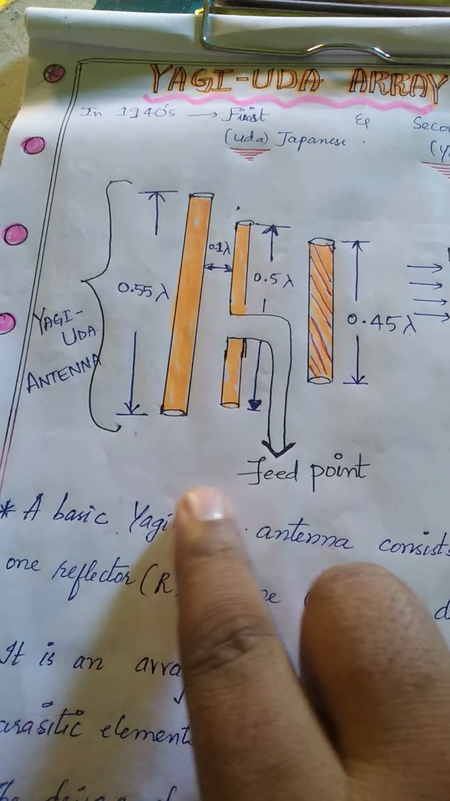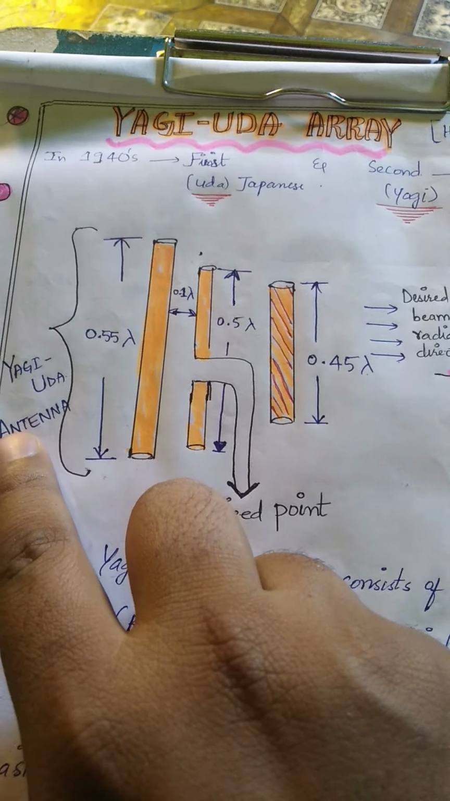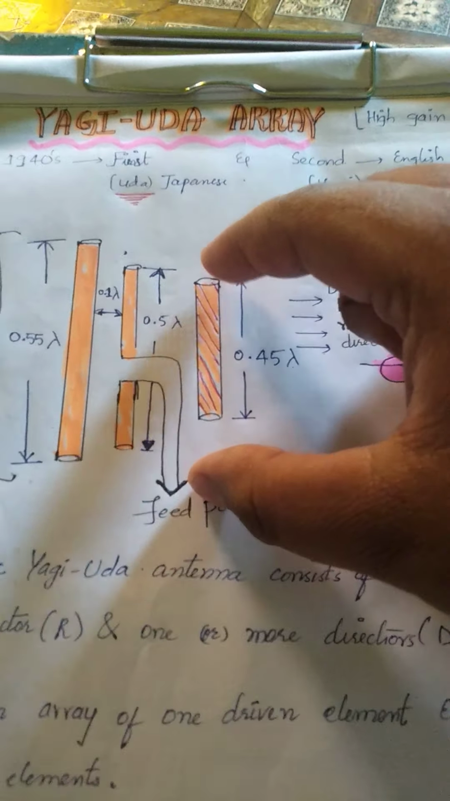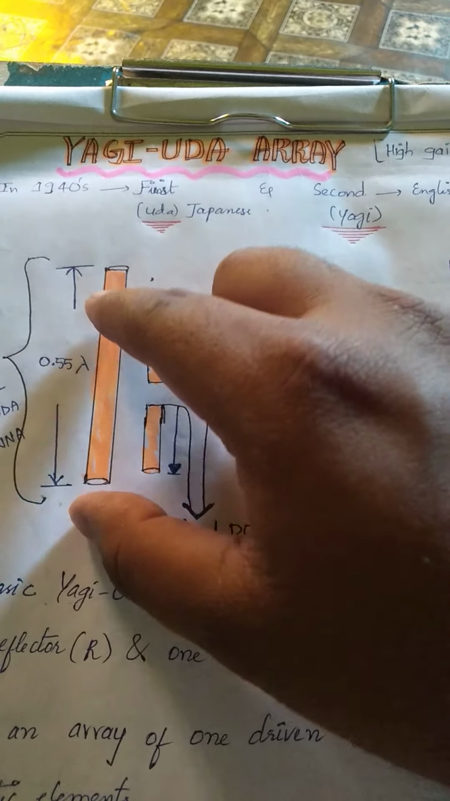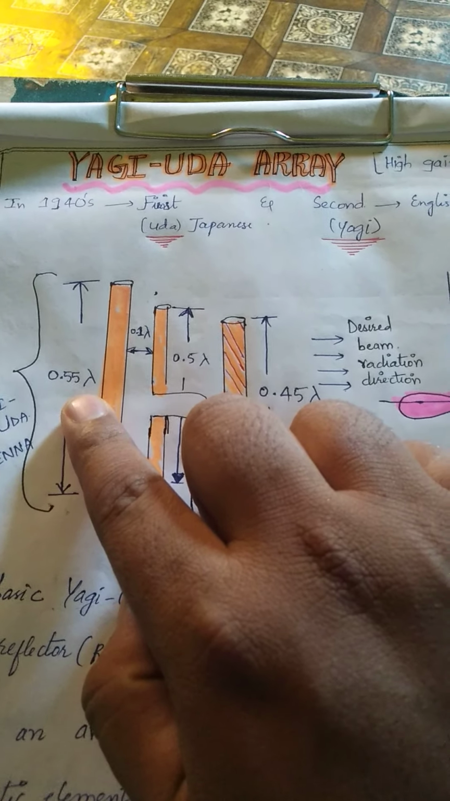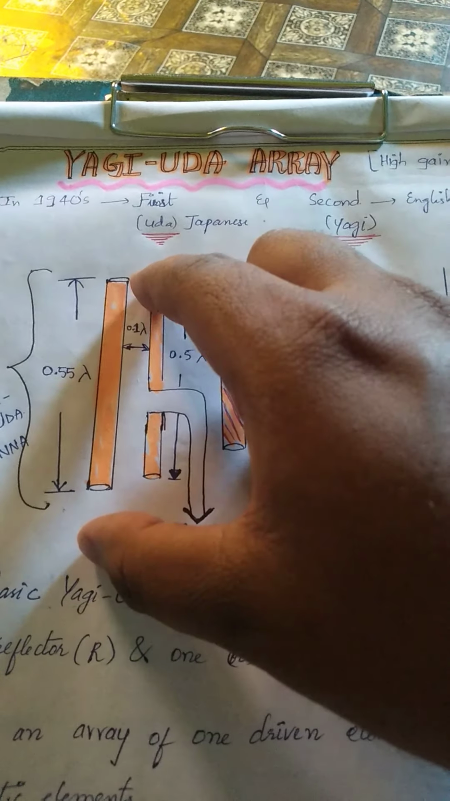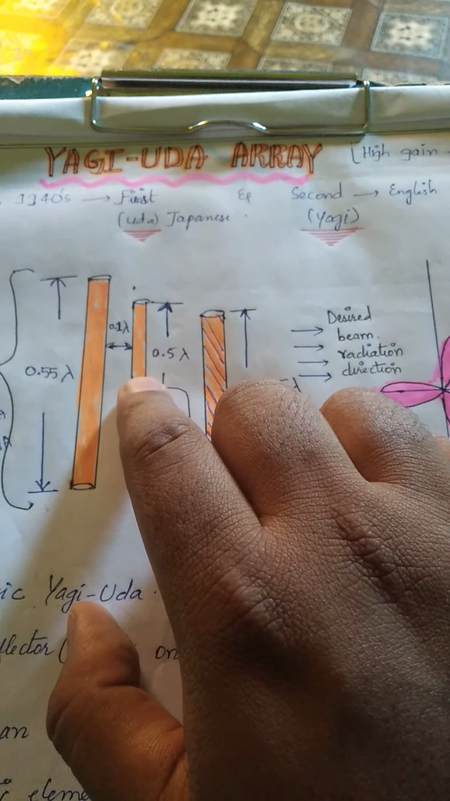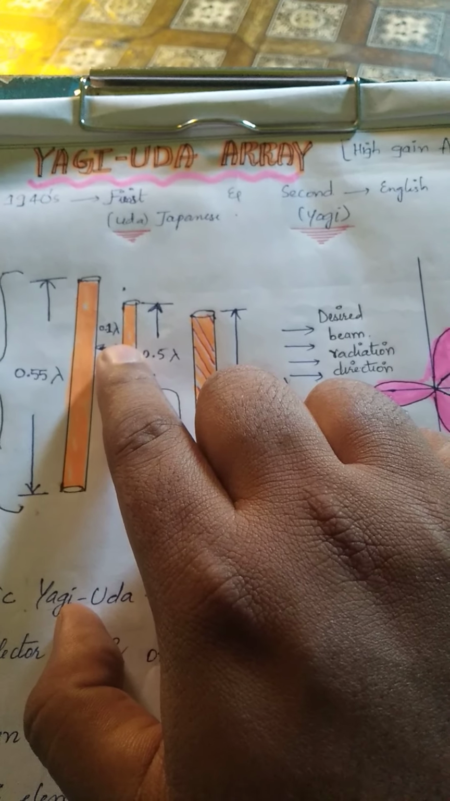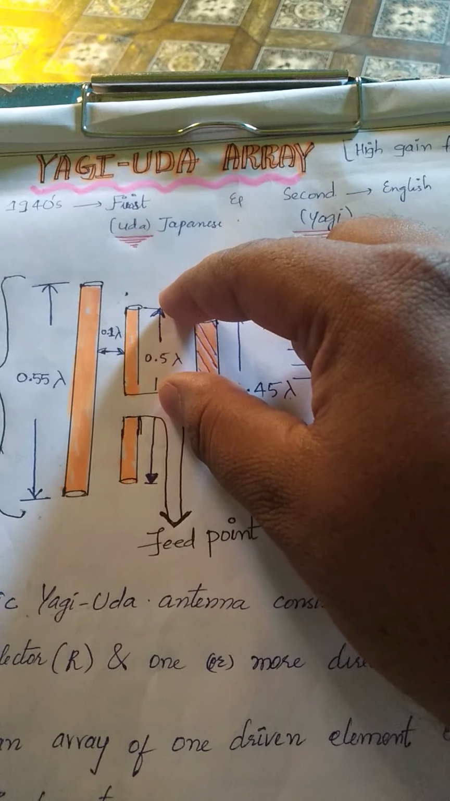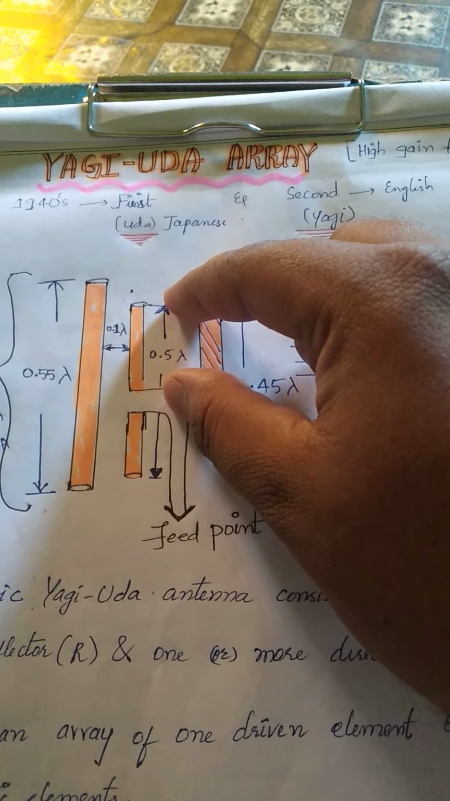As you can see over here, it consists of Yagi-Uda arrays, having different elements: the first, second, third. The first one, the driver, has a height of 0.55 lambda. The separation between the feeder point and this array would be 0.1 lambda. Like that, the height from where the feeder point is taken, the first part, would be 0.5 lambda.